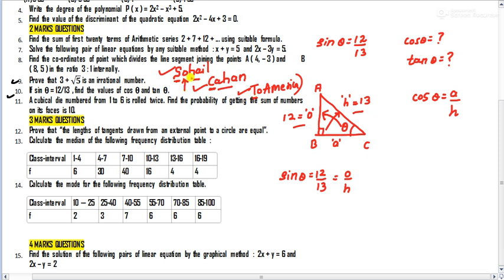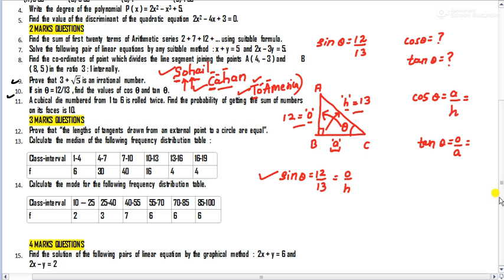Now see, S represents sine, C represents cos, T represents tan. O is opposite, H is hypotenuse. So sine is equal to O by H, which I have written here. Got it? C is cos, A is adjacent, H is hypotenuse, so that I have written here. And T is tan, OA is opposite by adjacent. So tan theta becomes O by A. Got it?